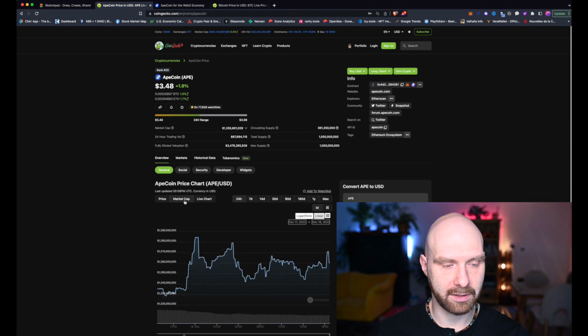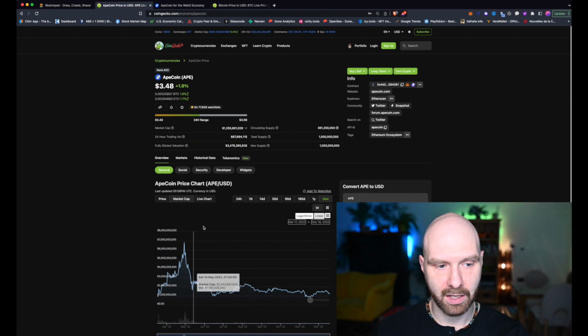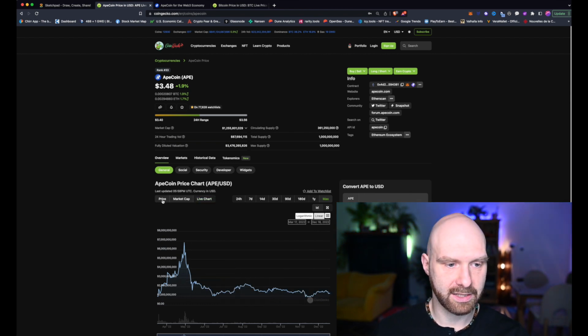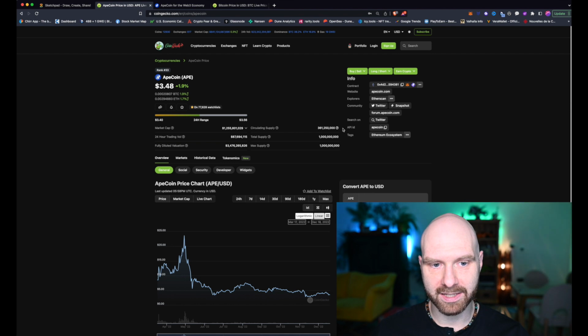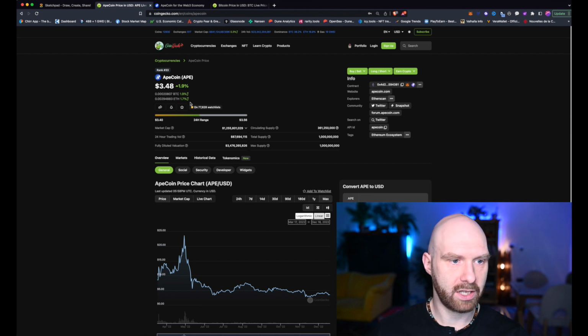We can look at market cap, how it changed over time. Let's go to the maximum, so we can compare that against the price. We can see that currently only about a third of all tokens is in circulation, right? So that's why the market cap and the fully diluted valuation are different, because the market cap is based on the price per coin at the current supply. So that's 361 million, more or less, multiplied by 3.48.